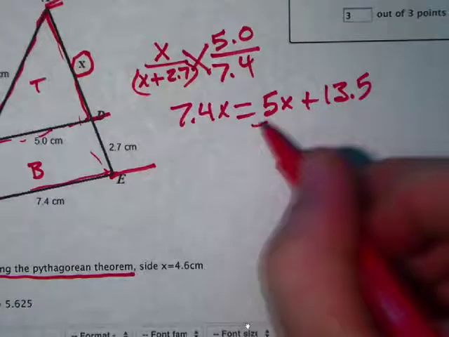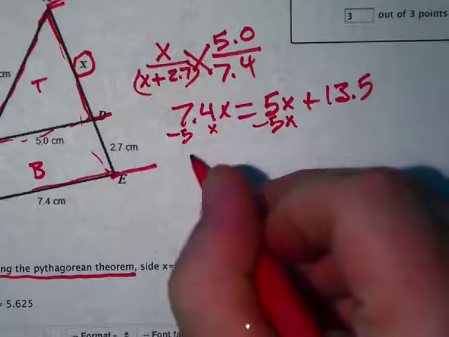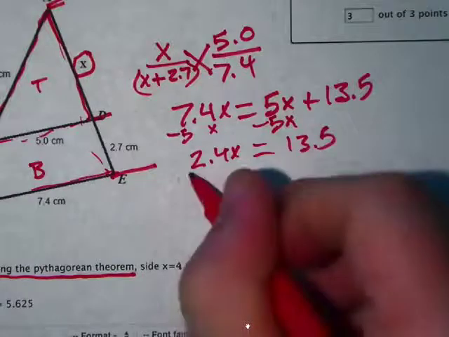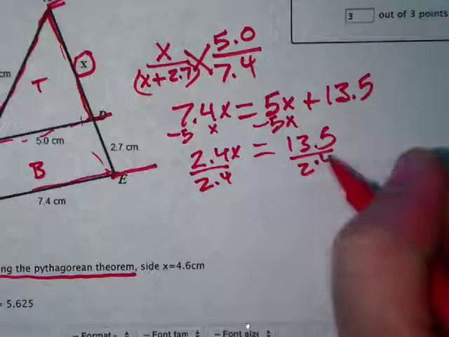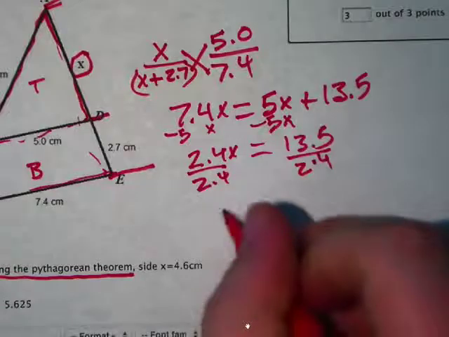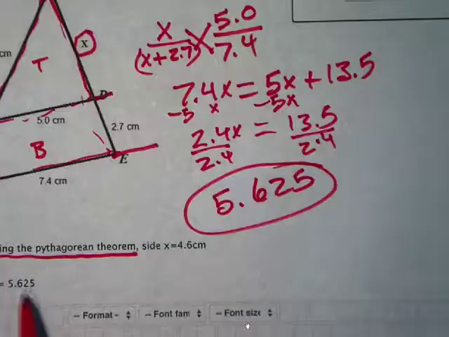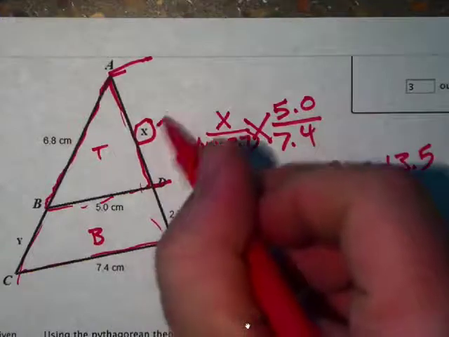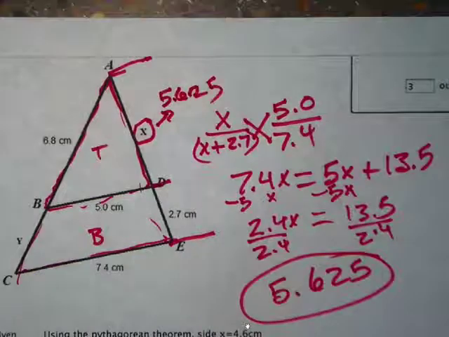Now we're left with those right there, and we're going to subtract 5x, subtract 5x, and we're left with 2.4x equals 13.5. When we divide 2.4 by 2.4, and 13.5 divided by 2.4 gives us 5.625, which is the answer. And so we know that x is 5.625, and that's using the ratios.